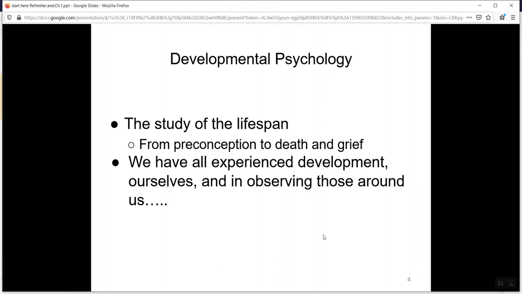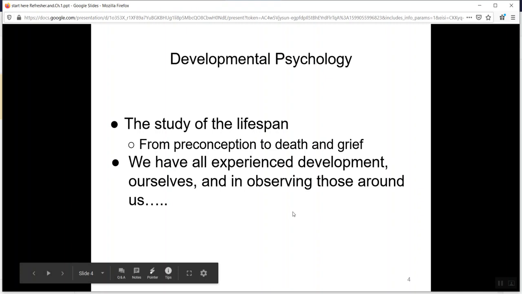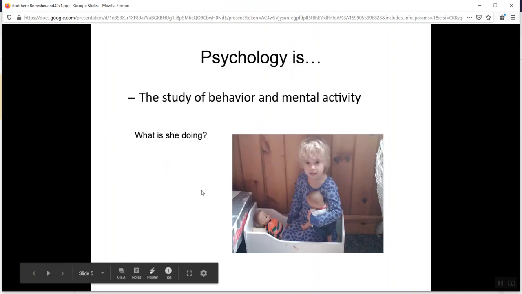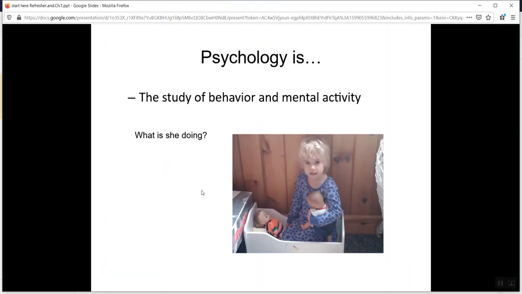One of the things that's really neat about developmental psychology, in my opinion, is that we've all experienced many of these stages of development, either ourselves, or we're raising children or caring for relatives. So we all have a little bit of real world experience with a lot of what we talk about. So psychology, if you remember from intro, is the study of behavior and mental activity primarily.